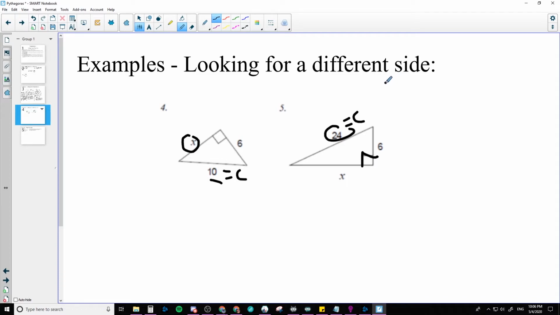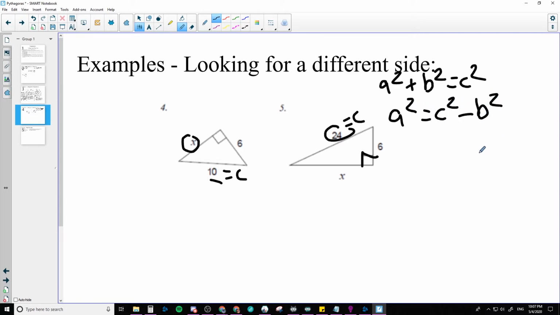Okay, so again, the original formula was a squared plus b squared equals c squared. We need to move one of these over to the other side in order to solve for one of the other sides. I like to just assume all missing sides that aren't the hypotenuse are a squared, which means I need to get b squared over to the other side. B squared is attached to a squared with addition, so we have to subtract it to move it. So we get a squared equals c squared minus b squared.